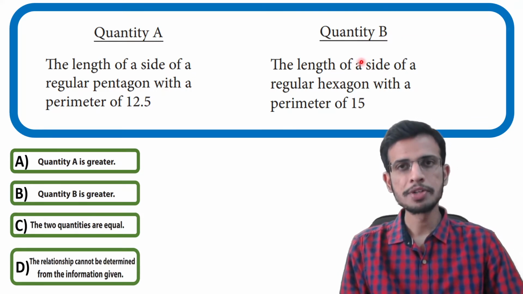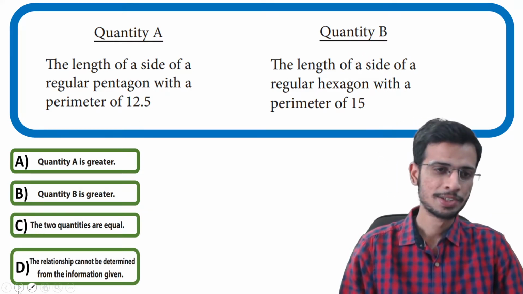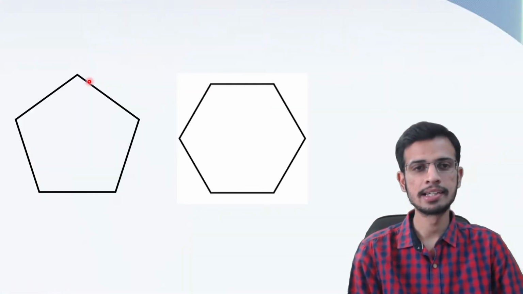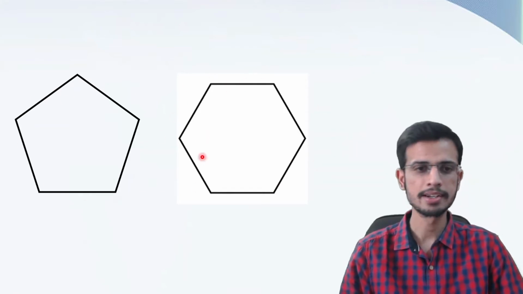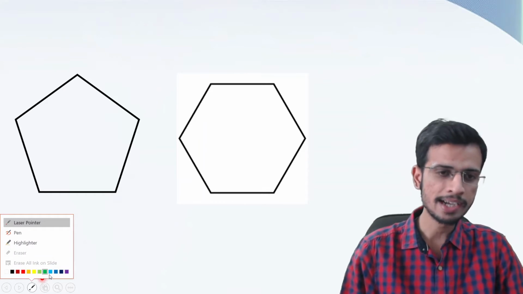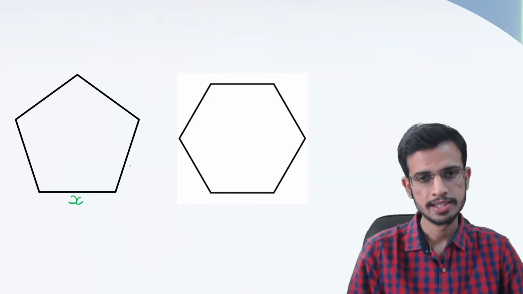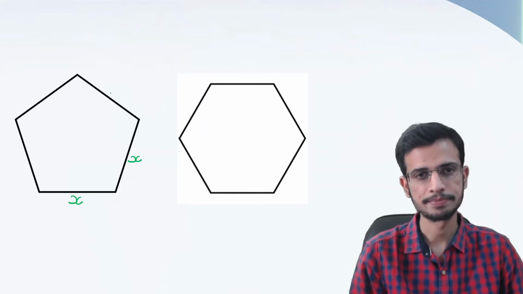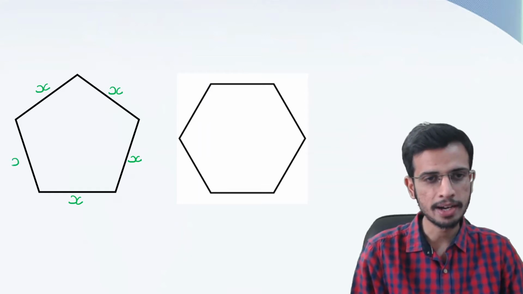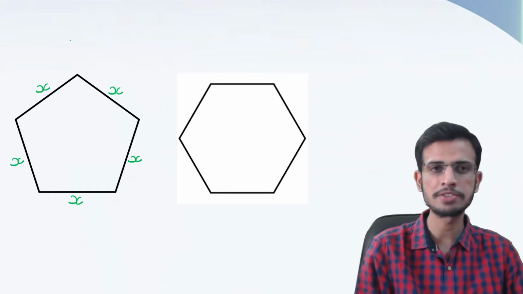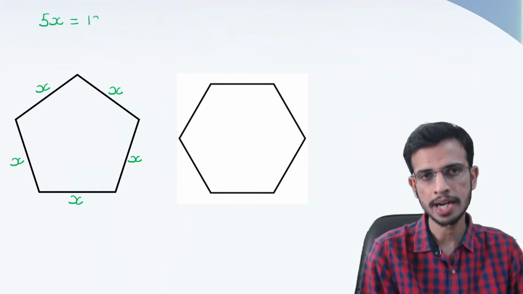To compare these quantities, we have to find their numerical values. On screen you can see a regular pentagon and a regular hexagon. For the pentagon, all the side lengths are equal, so let's assume the side length is x. The perimeter of the pentagon is the sum of the side lengths. There are 5 sides, so 5x equals 12.5.